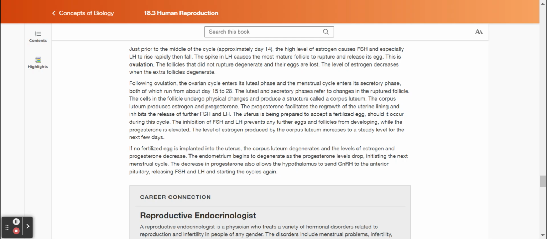The progesterone facilitates the regrowth of the uterine lining and inhibits the release of further FSH and LH. The uterus is being prepared to accept a fertilized egg should it occur during the cycle. The inhibition of FSH and LH prevents any further eggs and follicles from developing, while the progesterone is elevated. The level of estrogen produced by the corpus luteum increases to a steady level for the next few days.